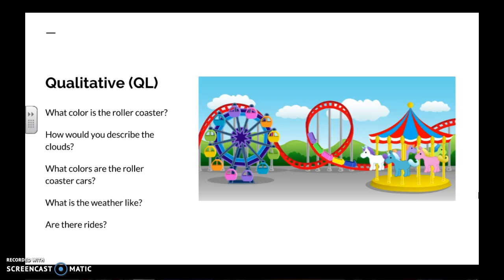The roller coaster is red. That's a qualitative observation. The clouds are fluffy, or the clouds are white. The roller coaster cars are all different colors. It is cloudy outside. There are rides at the park. Those are all qualitative observations. I described something that I could see with my senses.